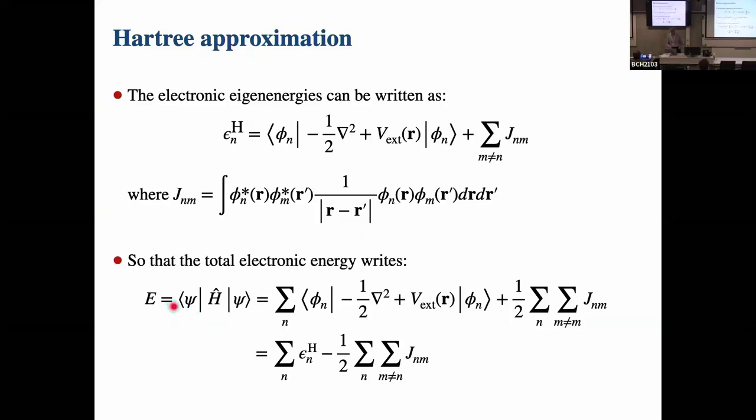So in that case, the total energy is not anymore just the sum of the eigenvalues, as I was showing before in the case of non-interacting electrons. We have to correct for a double counting of these elements here. Okay, so you can do the math and do that. So the idea here is to kind of relate to what we were saying before.